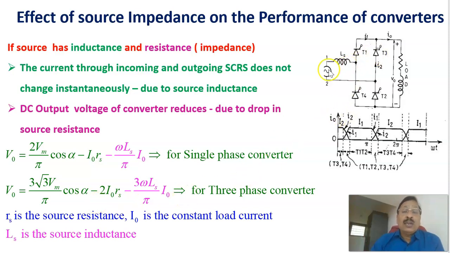Anyway, if you are considering the source inductance and source resistance, there will be a reduction in output voltage. Here Rs is the source resistance, I naught is the load current, which we are assuming to be constant, and Ls is the source inductance.